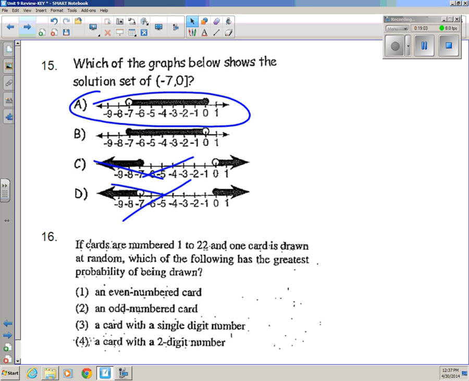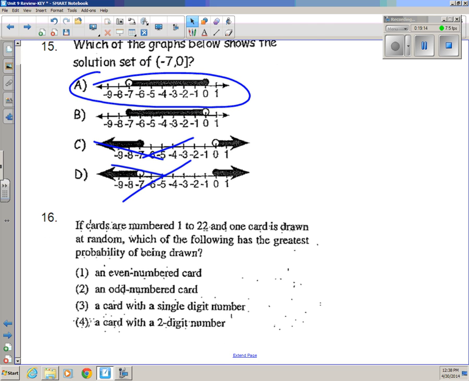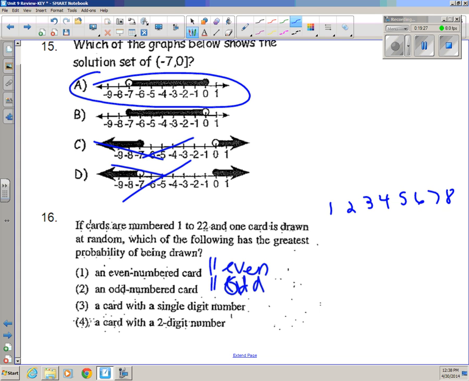If cards are numbered 1 to 22 and one card is chosen at random, which of the following has the greatest probability of being drawn? So out of 22 numbers, 11 of them would definitely be even. 11 of them, whoopsie, would definitely be odd. A card with a single digit number, well, the single digit numbers would be 1, 2, 3, 4, 5, 6, 7, 8, 9. So that would be 9 choices. And a card with a 2-digit number, well, that's going to be everything else. So that's going to be 13 choices. So which one has the greatest probability? Well, of course, it's going to be the 13 out of the 22.